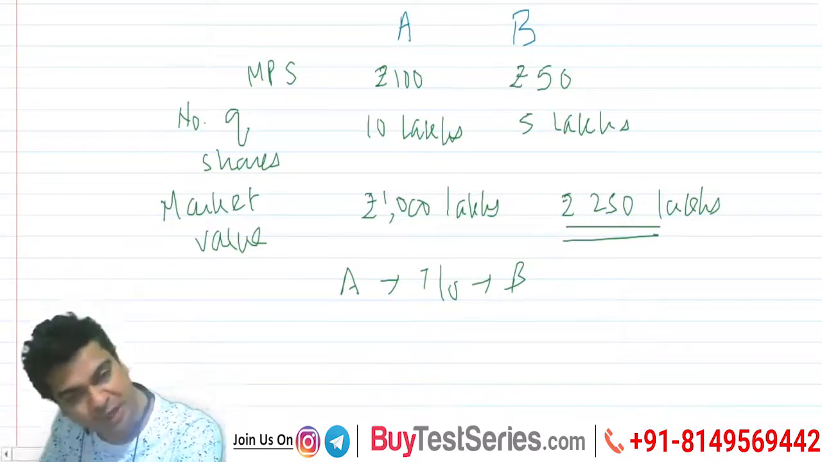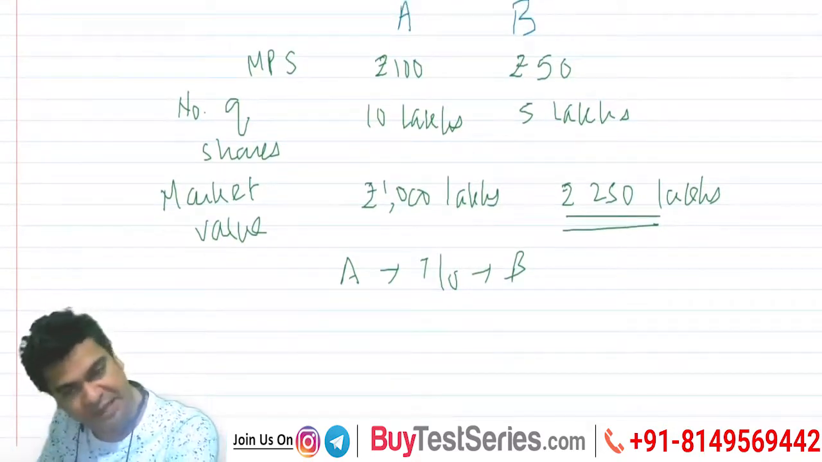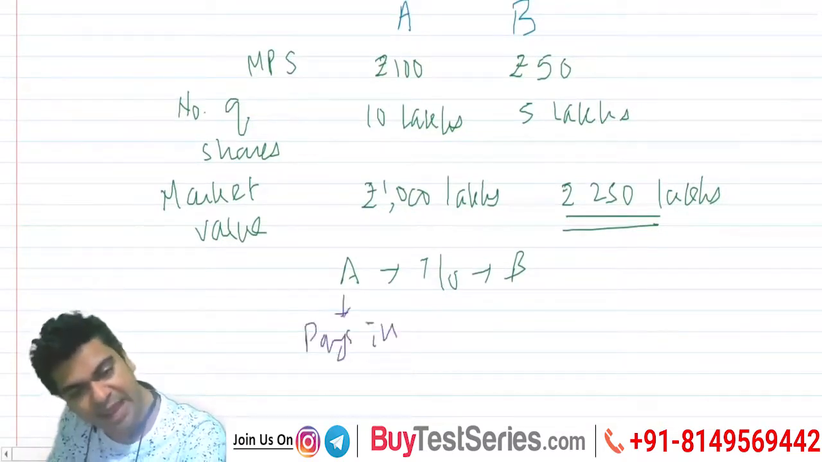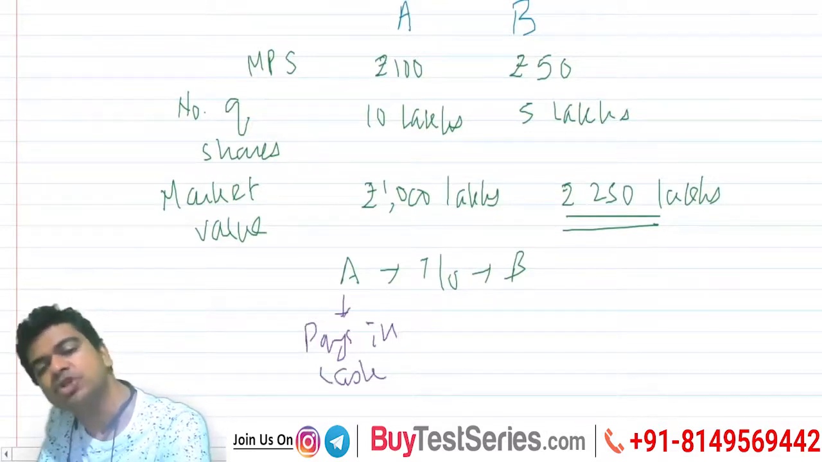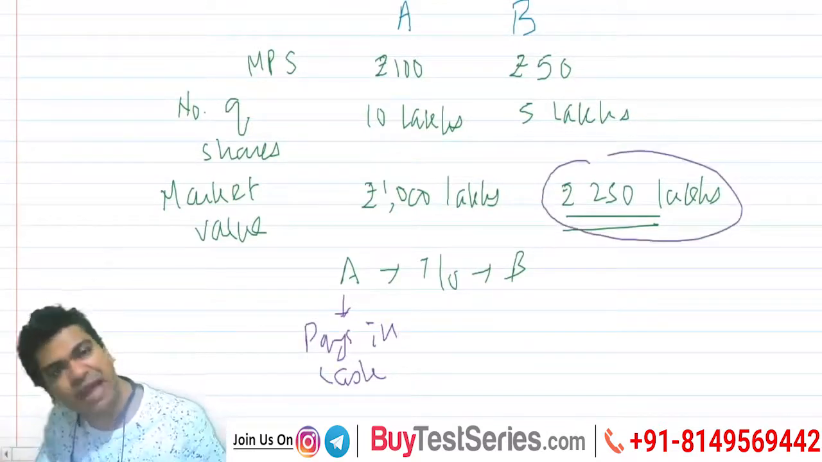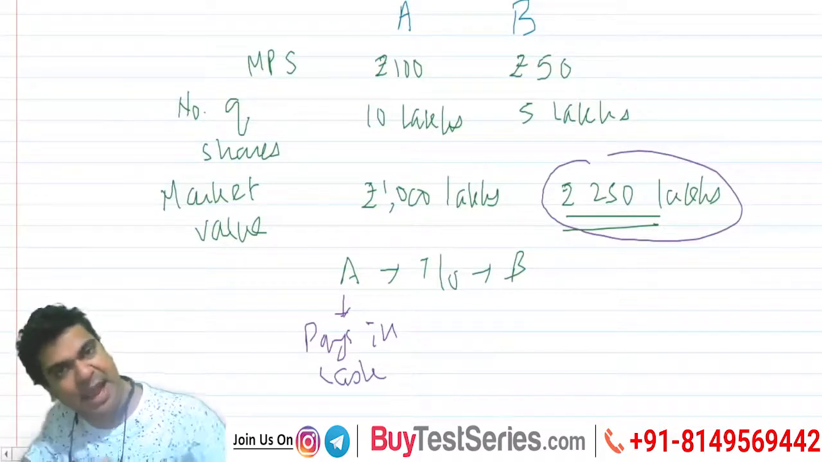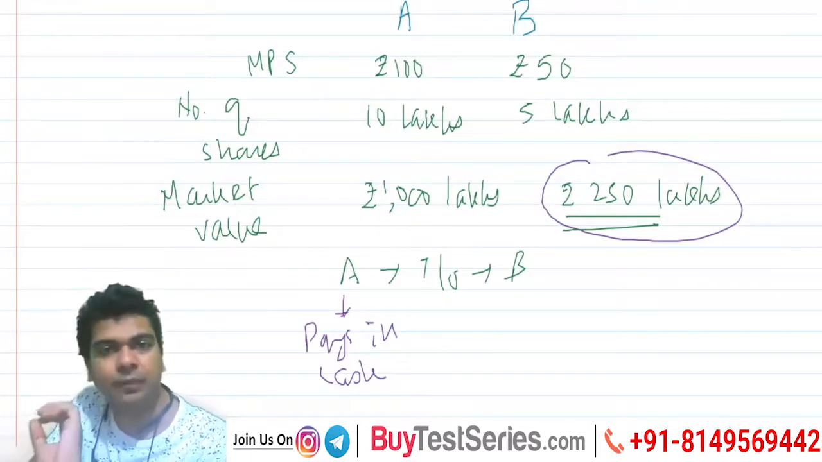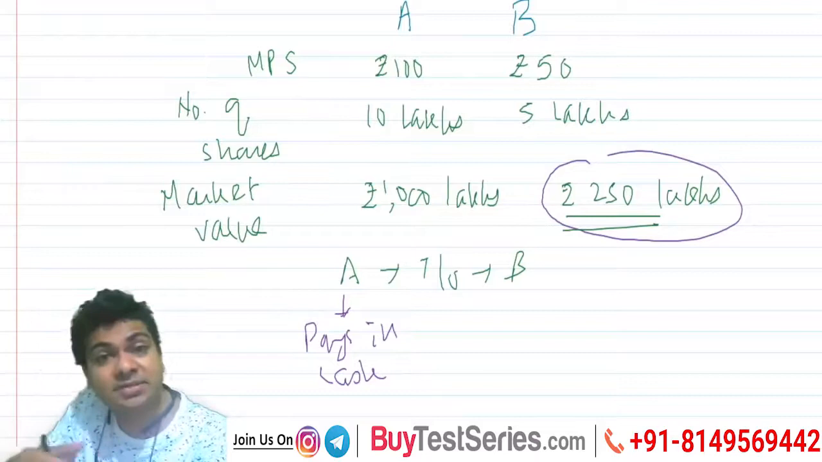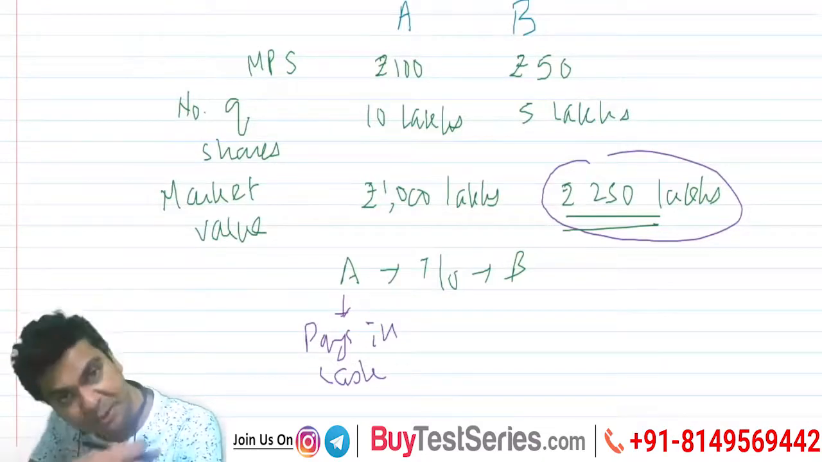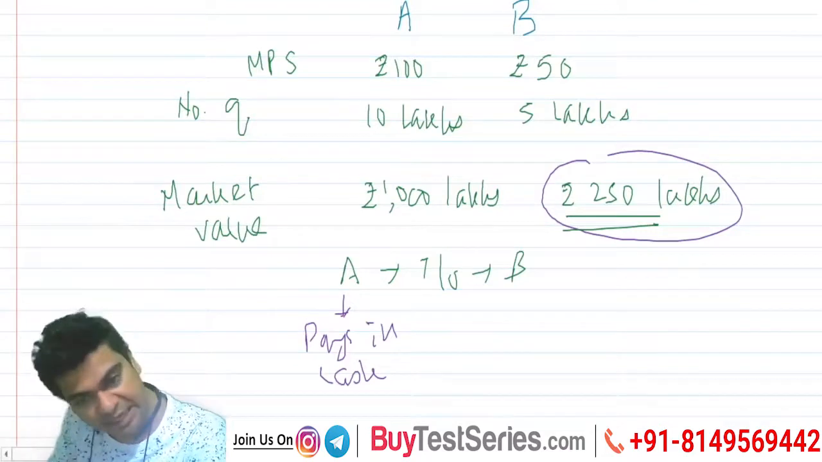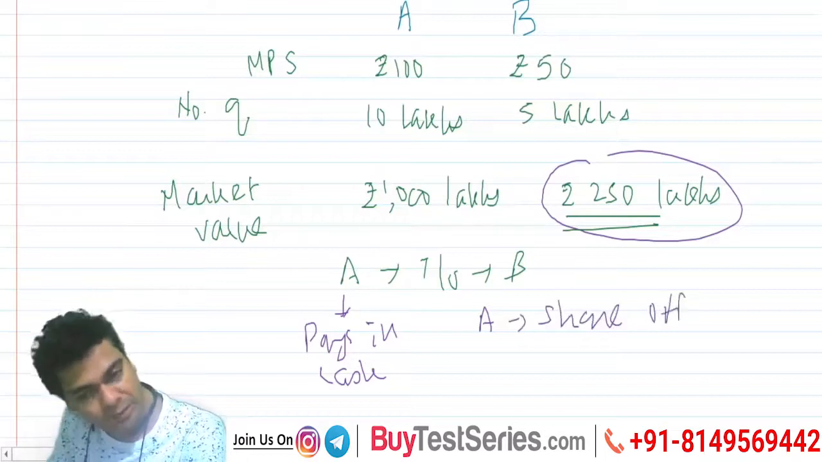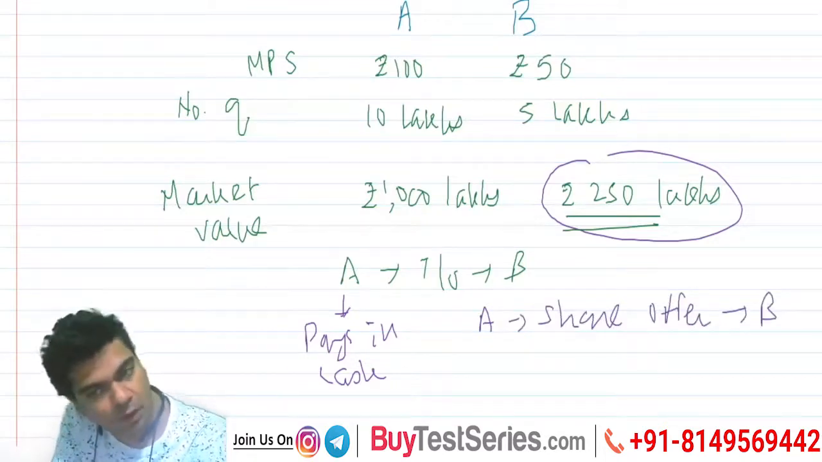So if A wants to take over B, the first option that it has is that A pays in cash. Let us say A is sitting on cash of 250 lakhs. Let's say you are having huge cash reserves. So one possibility is that A can offer 250 lakhs in cash to company B and take over company B. Another possibility is, and this is something which is very popular, especially at the times of mergers and acquisition, is that A goes for a share offer.